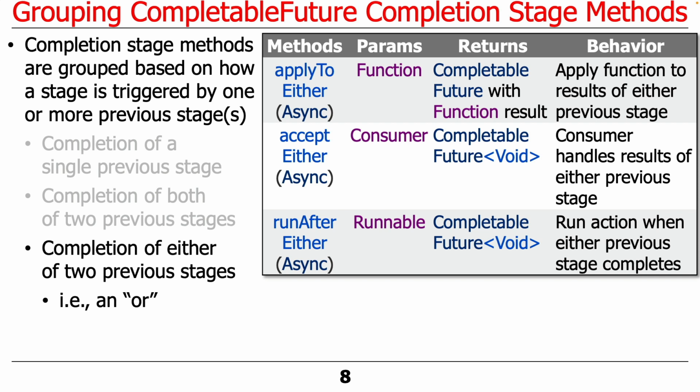It'll run whichever one finishes first. Now, an interesting little side note, which we'll talk about more a little bit later, is that these OR, disjunctive style of completion stage methods don't cancel the CompletableFuture that was not finished first. So that thing will continue to run until it's done, and there's various reasons for that. We'll talk about that when we get into the example in a bit more detail later.